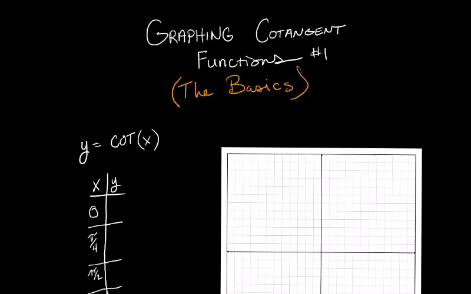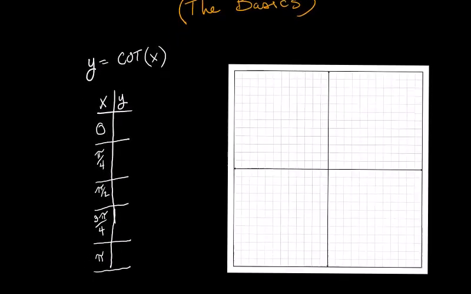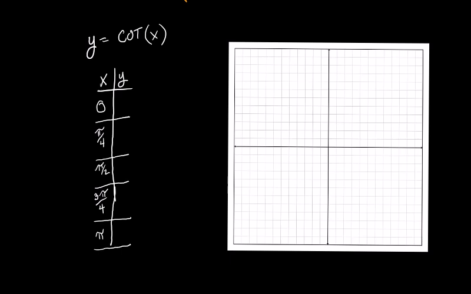Alright, so this video is going to talk about cotangent functions, and I'm just going to keep it to basic transformations. So let's start right away. We've got y equals cotangent of x, and you want to be able to graph it. So I've made a table of the first period, and we're just going to evaluate the table by plugging in values.